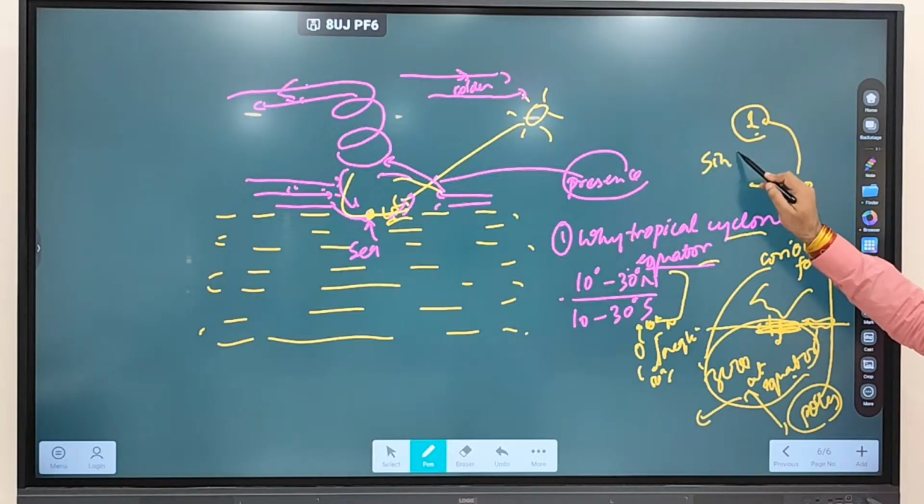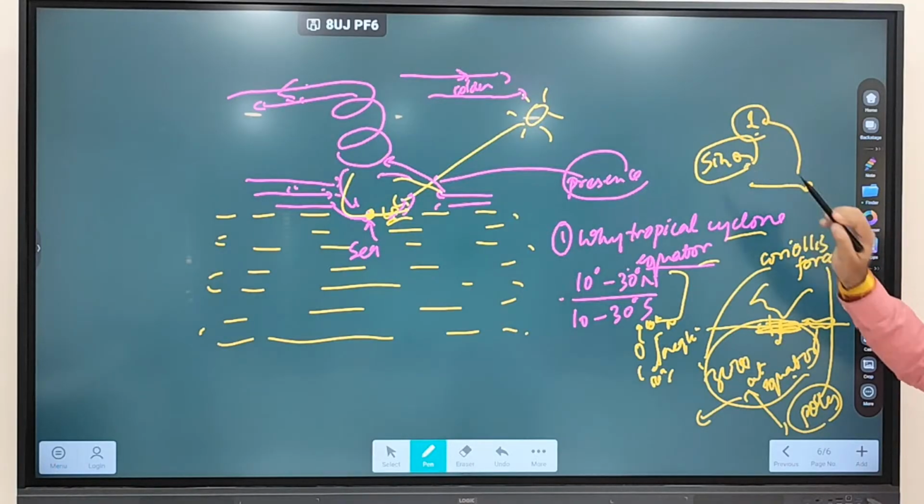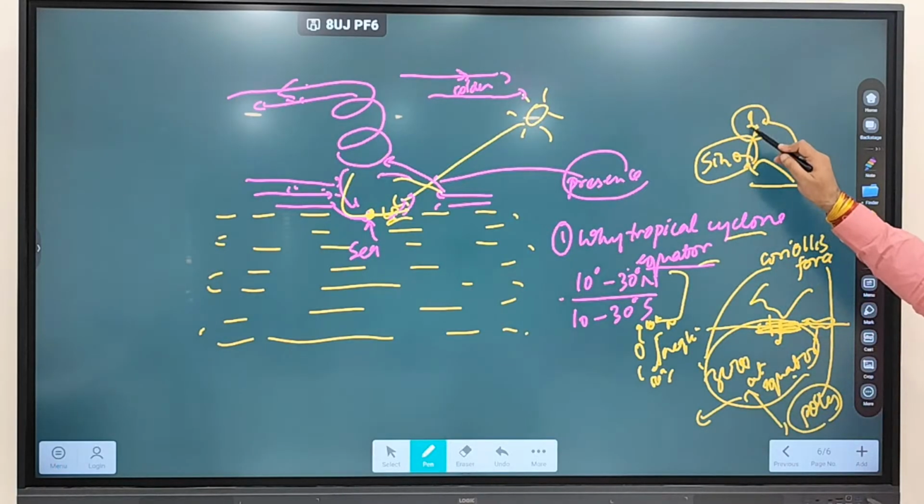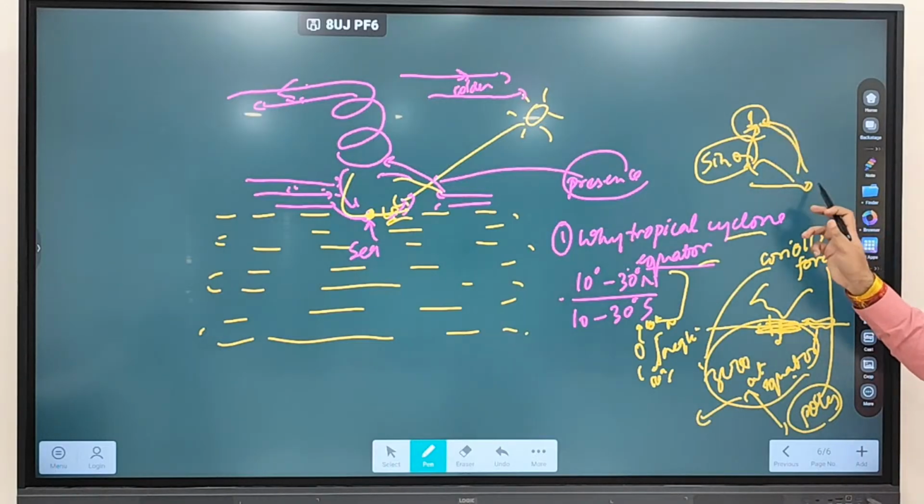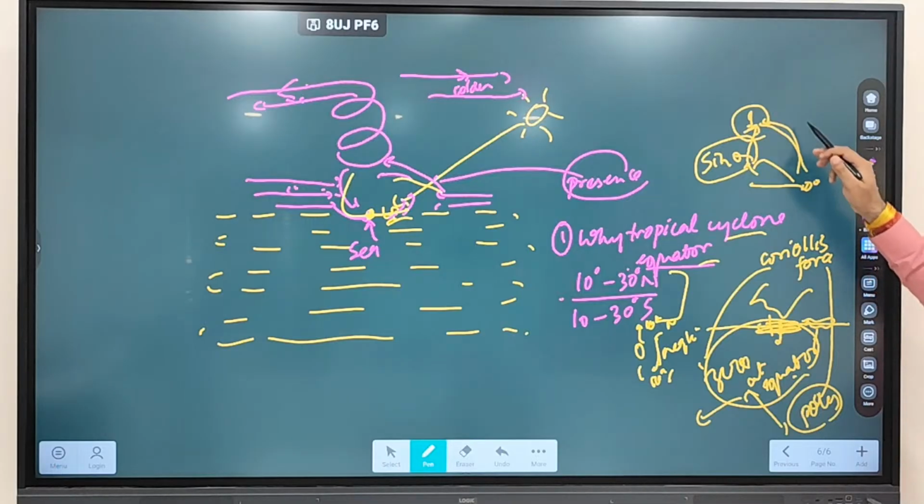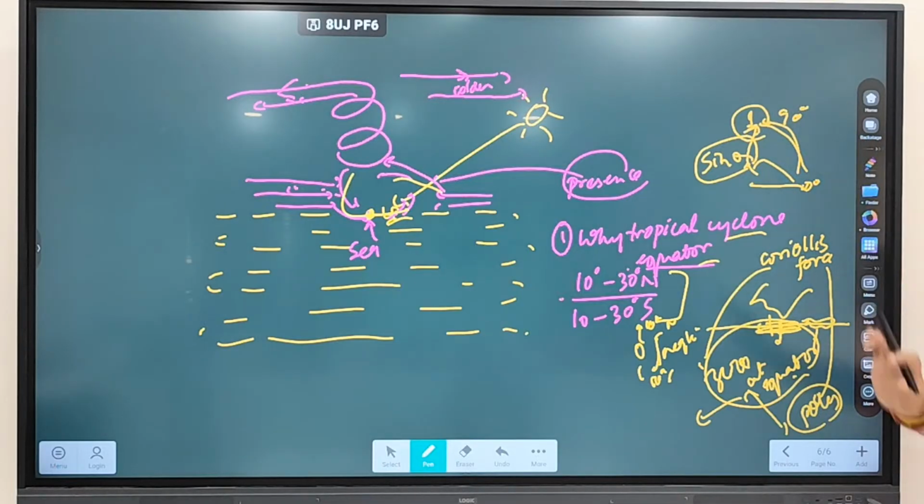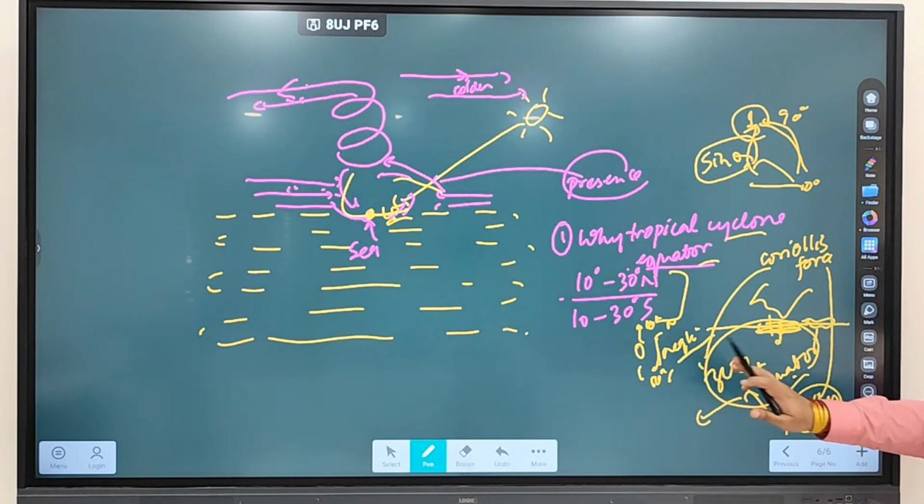Remember, we discussed it varies with sine theta. Sine 0 is 0, sine 90 is 1. So it is increasing from 0 latitude to 90 degree latitude. Since Coriolis force is 0 at the equator and between 10 degree north to 10 degree south it is almost negligible, cyclones do not form at the equator.